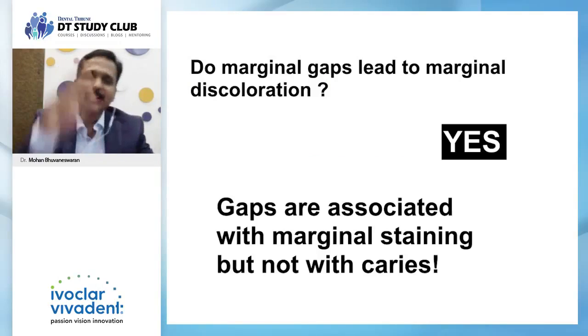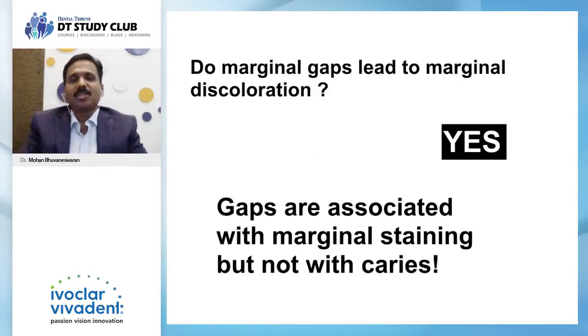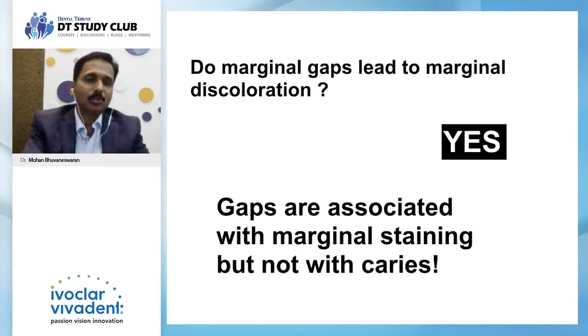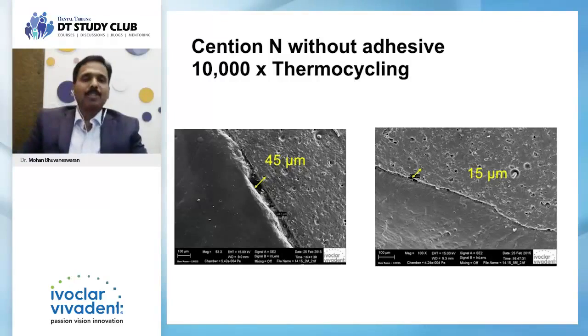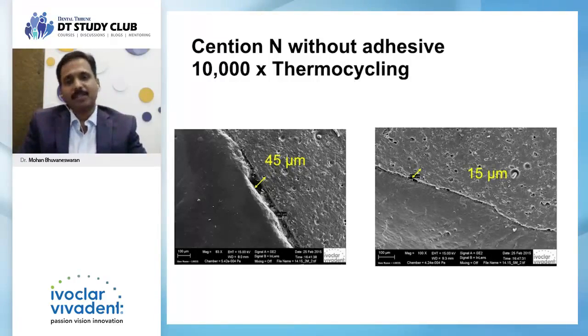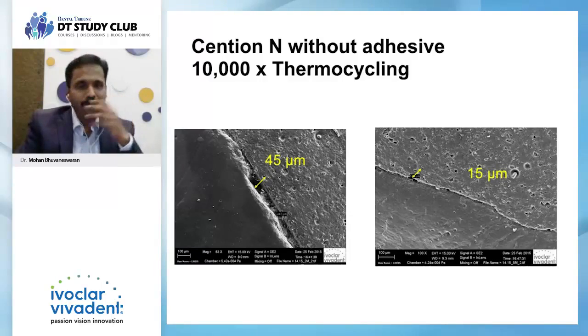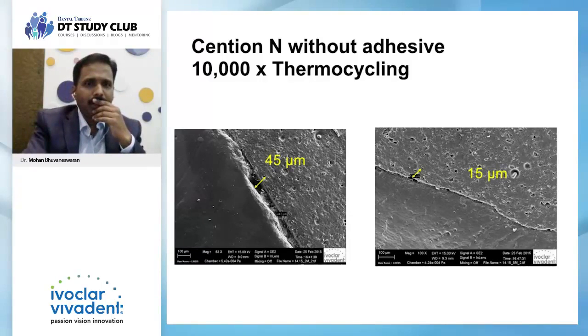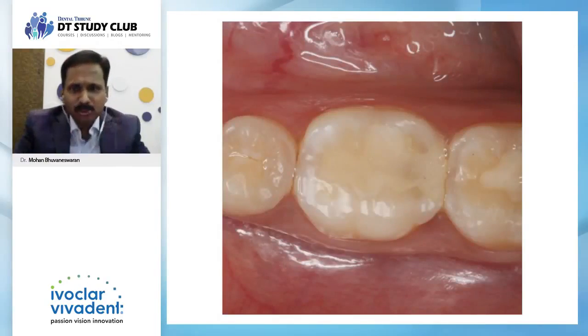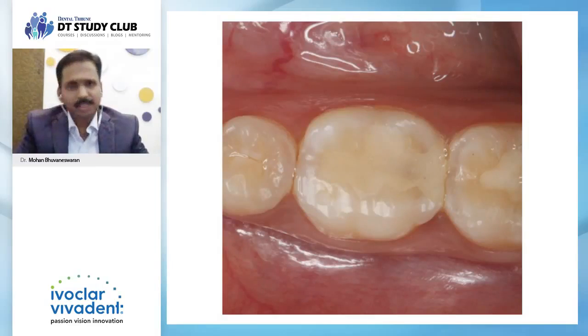So here also the question arises to dentists that, do marginal gaps lead to discoloration? Yes, 100% sure. Gaps are associated with staining, but not with caries. These were the SEM pictures of Cention N without adhesive. You saw that 45 was the maximum marginal gap and 15 was the minimum. On an average, 20 microns was the gap. Now, look at my clinical picture. Beautiful marginal seal, right? It's actually at least a 100 times magnified image. What you're seeing, I don't see any gap at all.